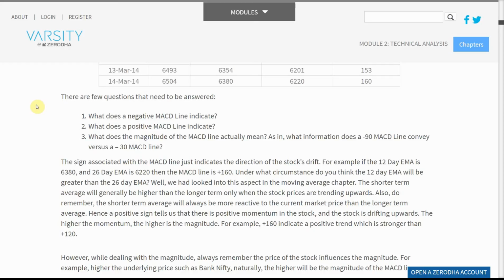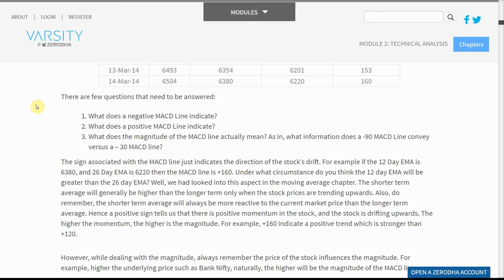The sign associated with the MACD line just indicates the direction of the stock's drift. For example, if the 12-day EMA is 6,380 and the 26-day EMA is 6,220, then the MACD line is plus 160. Under what circumstance do you think the 12-day EMA will be greater than the 26-day EMA? Well, we had looked into this aspect in the moving average chapter.